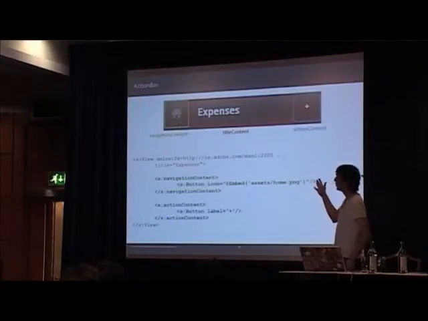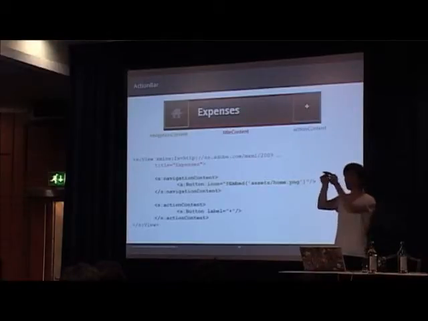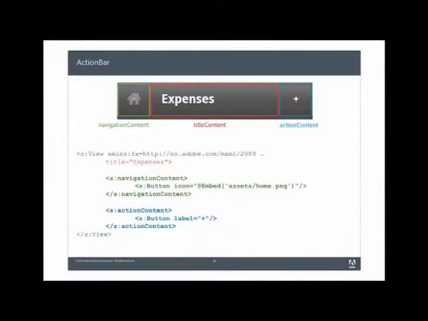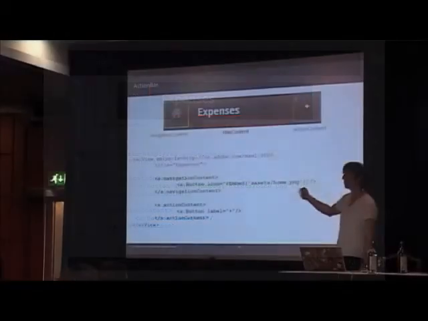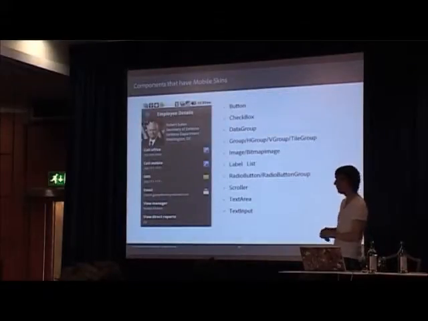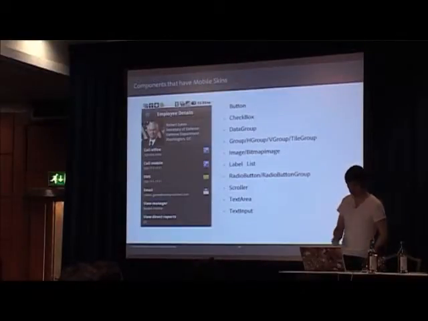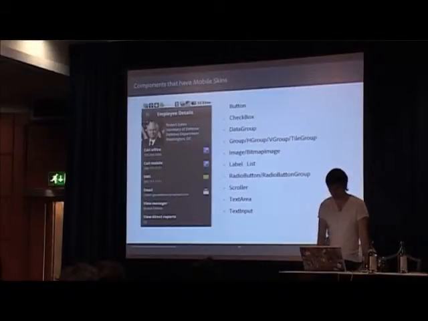Also, we provide a new component, so the action bar is the top of your application to navigate with the title, with navigation content on the left, and action content, for instance, a search button on the right. And just using XML in a few lines of code, you can declare this kind of navigation. And here are all the components that are already skinned for mobile devices. So radio buttons, a scroller, text input fields, etc.